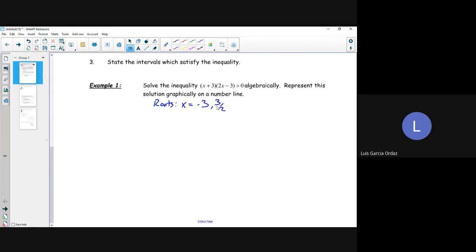So what a sign chart does is we write the factors down on the left-hand side. So we have x plus 3 and 2x minus 3. And at the bottom, we have the product. So the product is just what you get when you multiply both signs together.